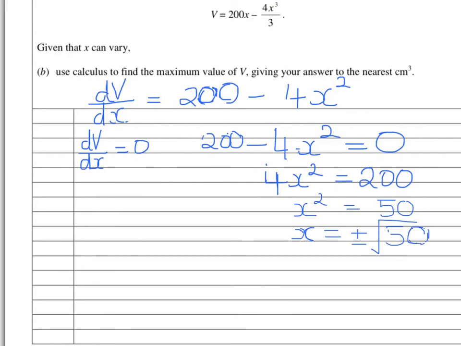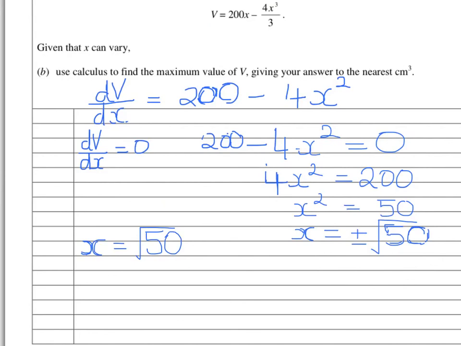I'm going to think back to what the question is about. It's about a cuboid, a brick. So it doesn't make sense for x to have a negative value because it's a length. So I know the maximum will occur when x equals the positive root 50. So x equals the square root of 50.